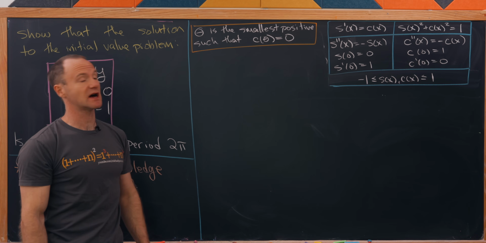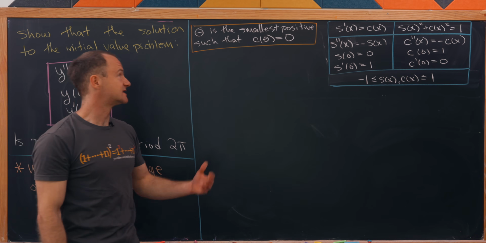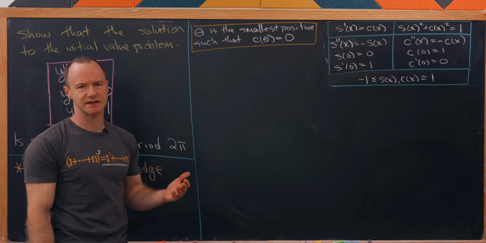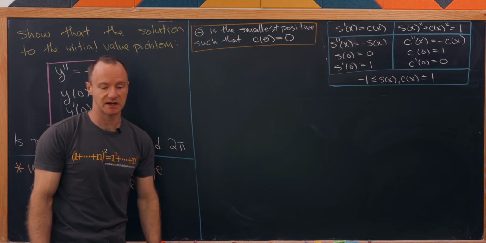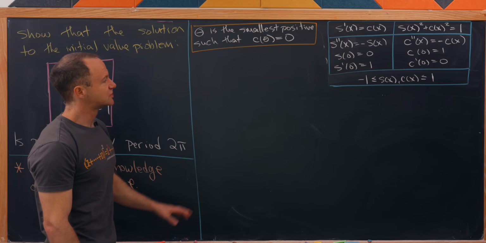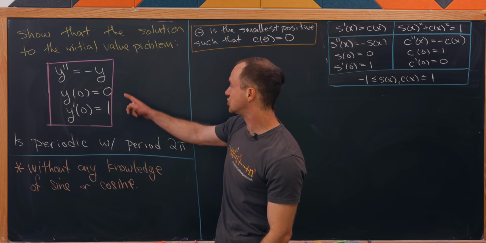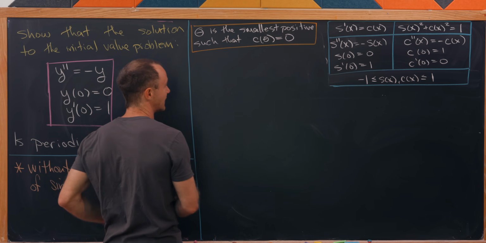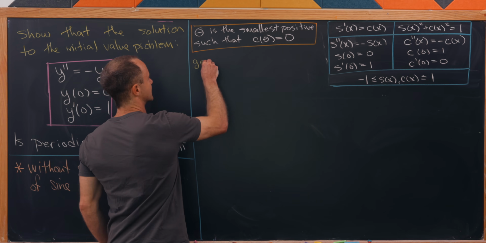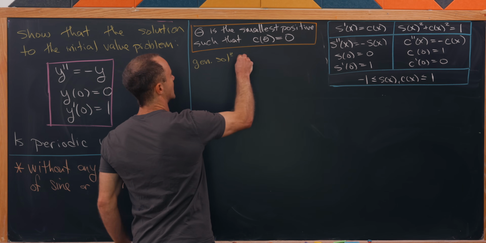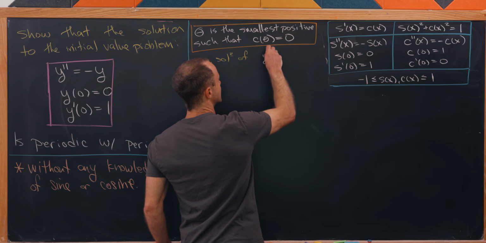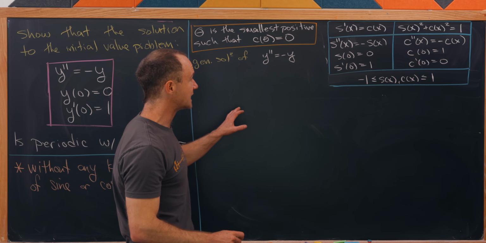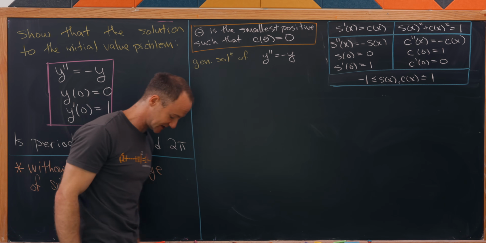Theta is the smallest positive number such that c of theta was equal to 0. So before we said it was the smallest number between 0 and 2, but that immediately makes it the smallest positive real number. Okay, so now let's take a general solution to just this differential equation without the initial value. So let's write that up here. So the general solution of y double prime equals minus y must be a linear combination of s and c.